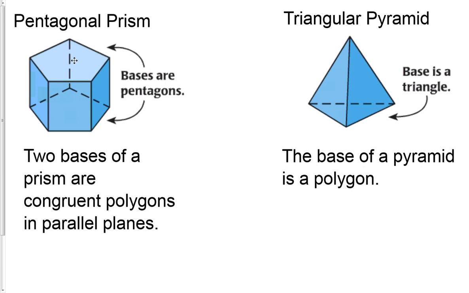For prisms, they're identified by their base, right? So we might see a lot of rectangles, but the key difference here is we have this pentagon on top and bottom, and so this is considered a pentagonal prism, right? And again, the 2 bases of the prism are congruent polygons in parallel planes, okay? This one would be a triangular pyramid because if this is our apex of the pyramid, the bottom is a triangle. We could have a square, a rectangle, a pentagon, hexagon, and so on, right?